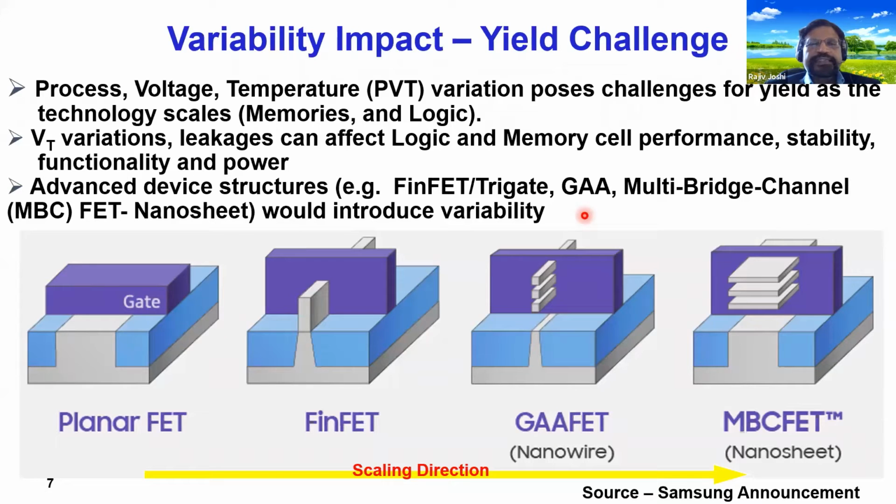And if you look at the roadmap of the devices, and this is from Samsung, you can see from planar FET, then we had SOI in between, then FinFET, then gate all around. FinFET had only 3 sides. Now it is all around, gate all around, and then the nanosheet. So this is the scheme it looks like.